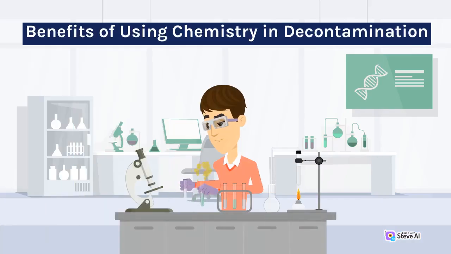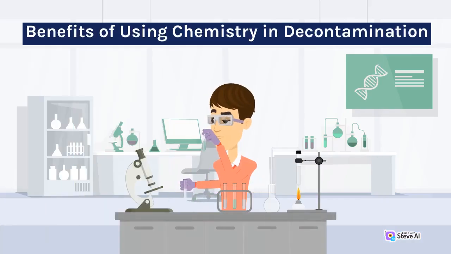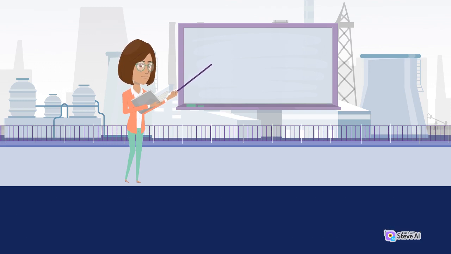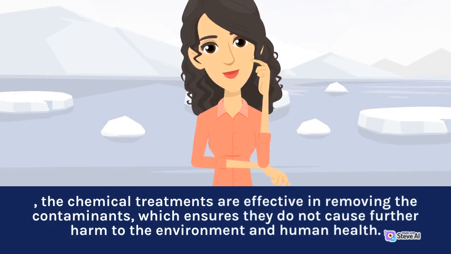Benefits of using chemistry in decontamination. There are multiple benefits of using chemical treatments in decontamination. One primary benefit is that the chemical treatments are versatile in treating different types of contaminants. In addition, the chemical treatments are effective in removing the contaminants, which ensures they do not cause further harm to the environment and human health.